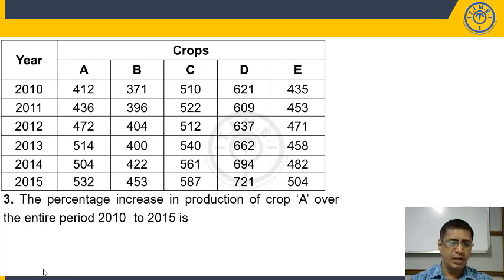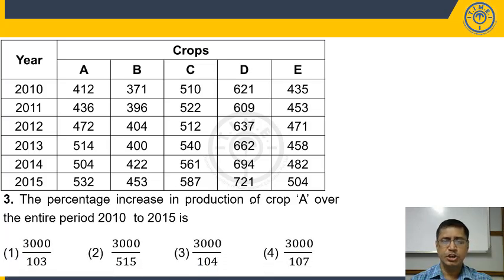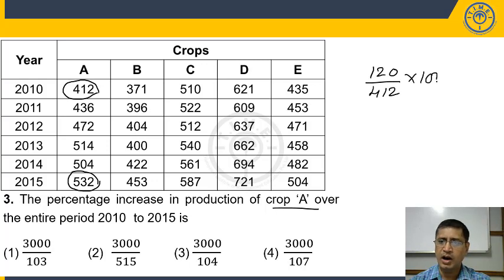The percentage increase in production of crop A over the entire period 2010 to 15 is. So what to find here? Crop A, 2010, how much it is? 412. Whereas in 2015, it is 532. How much is the difference of these two values? It is 120 upon how much? 412. Percentage increase into 100.